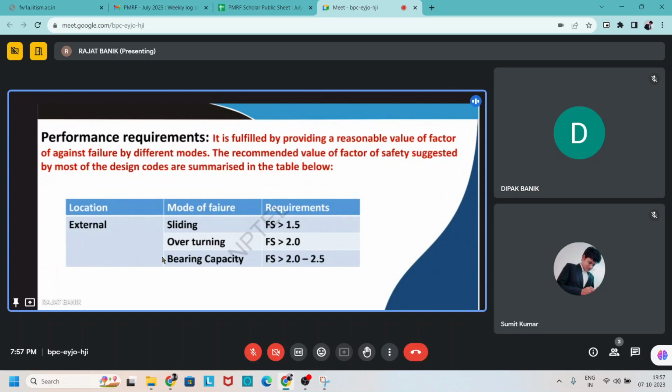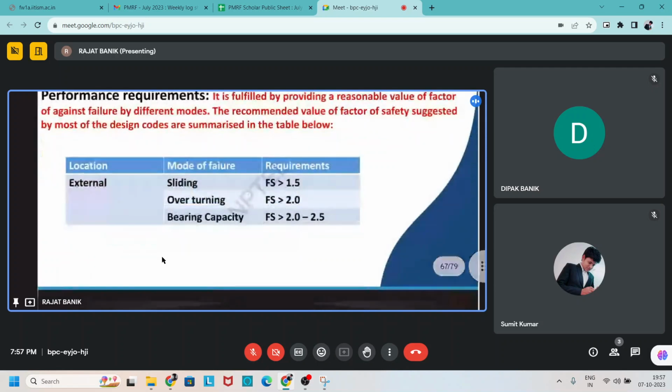For external failure, the modes of failure are sliding, overturning, and bearing capacity. We already discussed this. For this, the factor of safety for sliding is greater than 1.5, for overturning it is greater than 2, and for bearing capacity it is greater than 2 to 2.5. And these are the common factors of safety for any type of slope or retaining wall failing by the external modes.